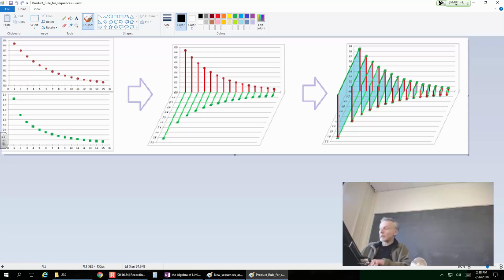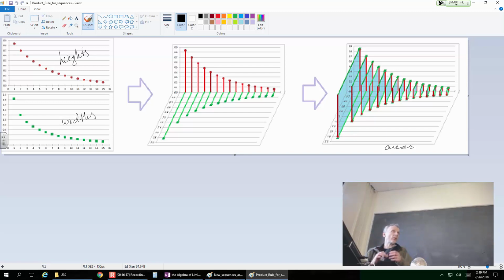So these are areas, okay? And these are the widths, and these are the heights. The heights converge, and the widths converge. And then what we have discovered is the areas also converge. But the areas are equal to the products. They are products of widths and heights.